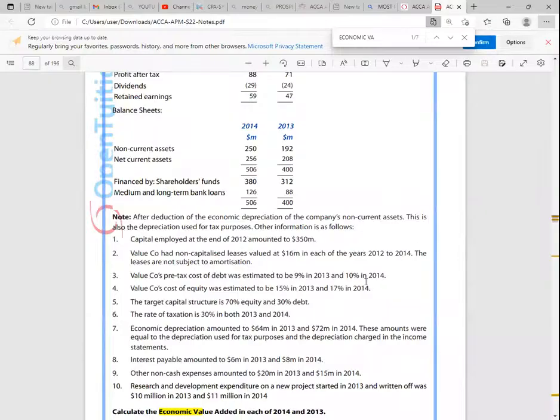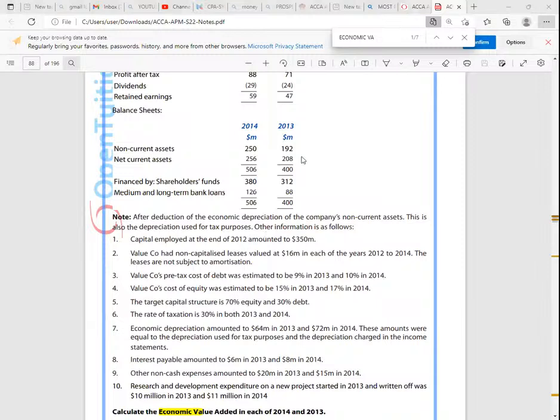This is a very bad examiner. This guy has given me capital employed at the end of 2012, not number one. Remember, our financial years are 2013 and 2014. An examiner who does this is an examiner who does not wish me success.